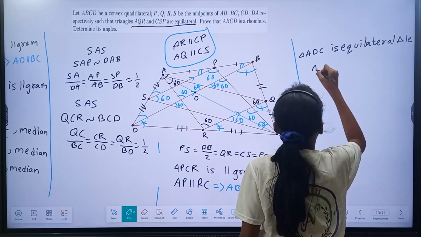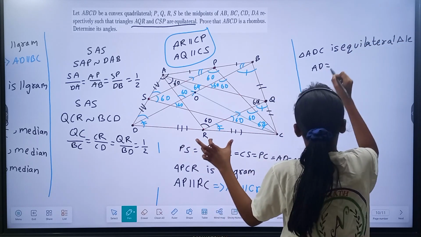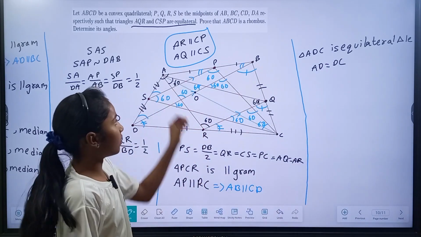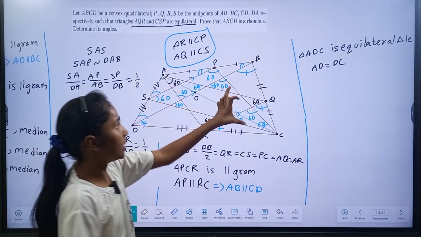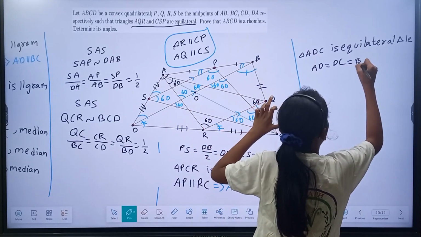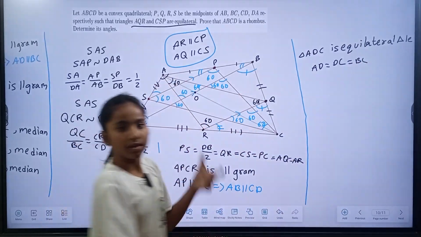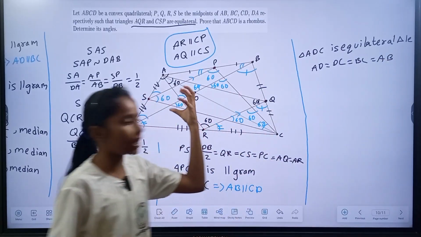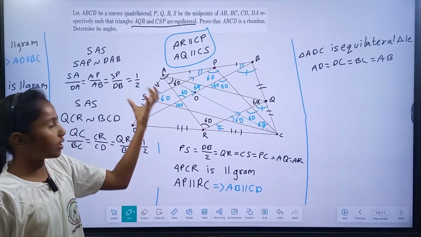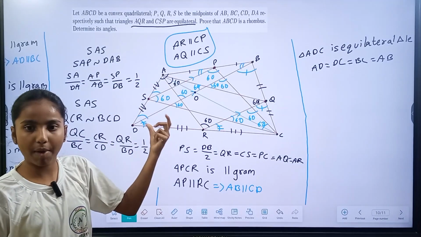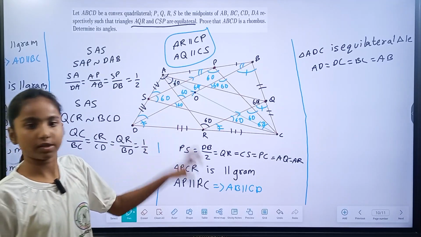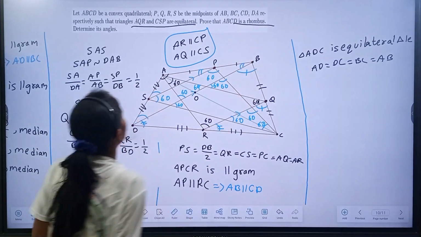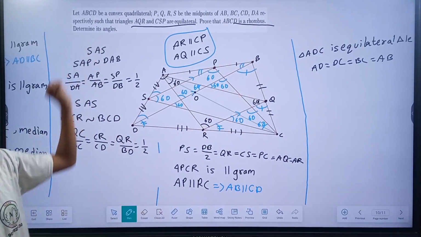So we can say AD equals DC. We also said that ABCD is a parallelogram, so opposite sides are equal: AD equals BC, and CD equals AB. So we have proved that all sides of this quadrilateral are equal. Not only is ABCD a parallelogram, it is also a rhombus. And they are also asking us to determine its angles.